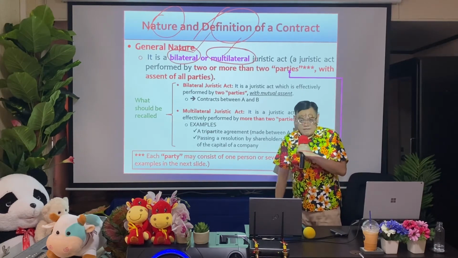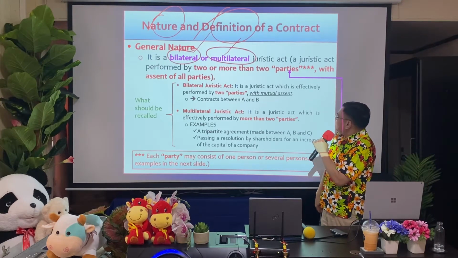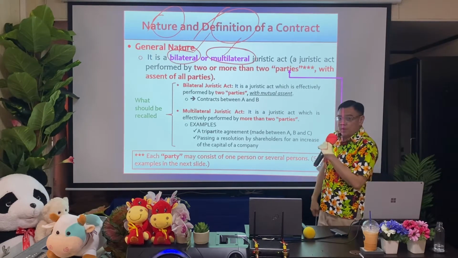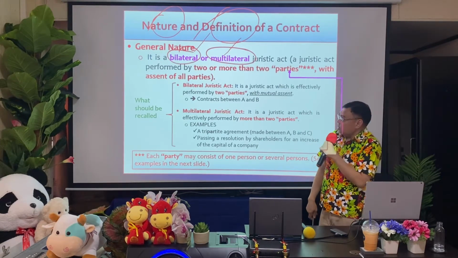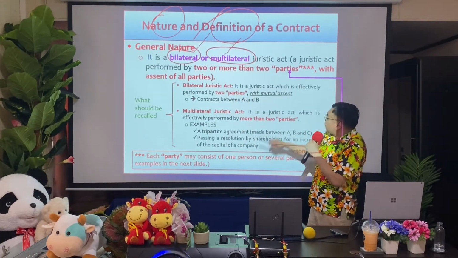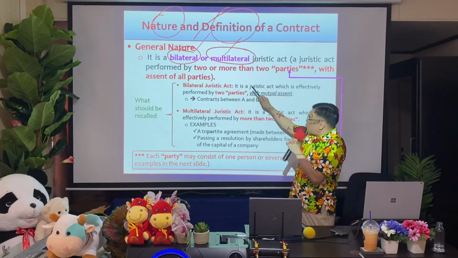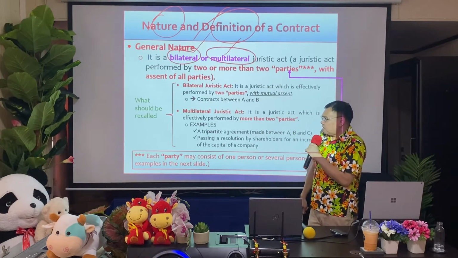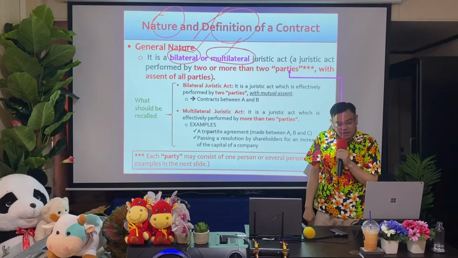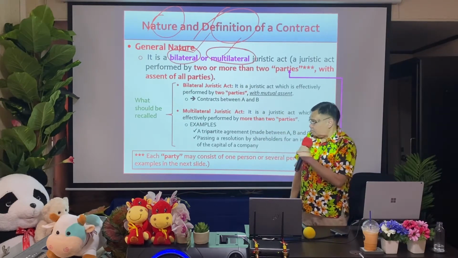Why do I say that a contract is a bilateral or multilateral jurisdiction act? The answer is that a contract is a jurisdiction act which is made by at least two parties. If there are two parties, then that contract is a bilateral jurisdiction act. But if there are more than two parties, then that contract may be a multilateral jurisdiction act. So a contract is also a jurisdiction act, a bilateral or multilateral one.